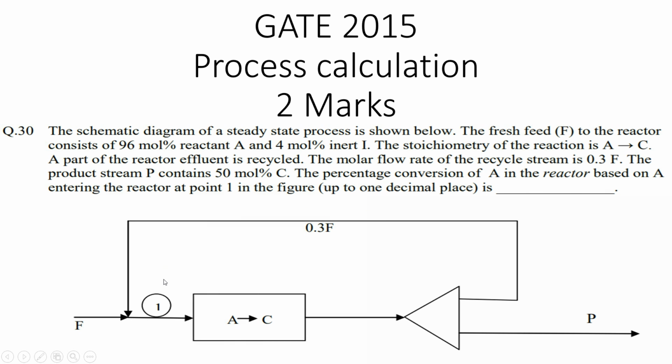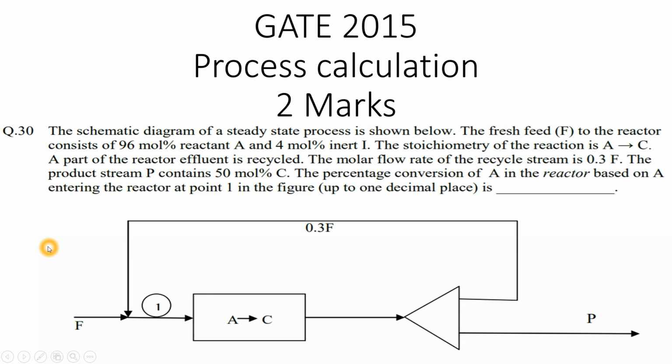We just need to know the per pass conversion. We have two types of conversion: overall conversion and per pass conversion. Per pass conversion is only the conversion in the reactor, and overall conversion depends on how much A is entering and how much A is exiting. So now we just need to calculate the conversion for this reactor.